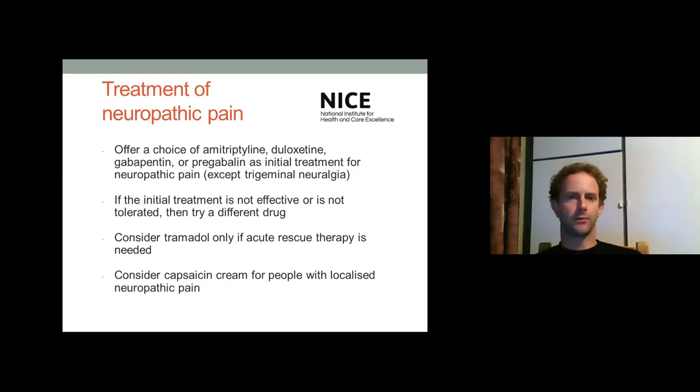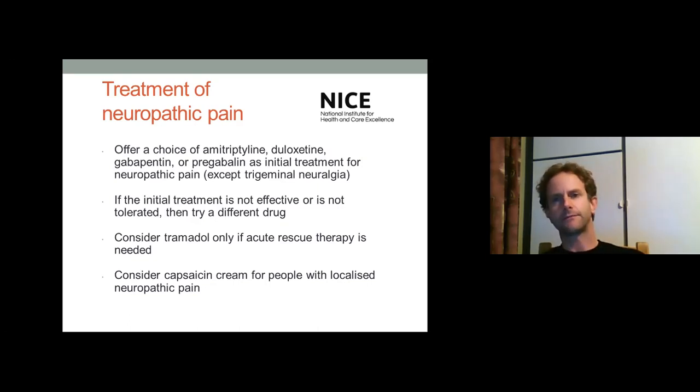So if you try one and it doesn't work after 3 months or 6 months, then you stop that, you try a different one. If that doesn't work, you try a different one. And once you've tried 3 drugs, you think about referring to secondary care. It says that tramadol is useful in neuropathic pain, but only as a rescue therapy and should never be used regularly.